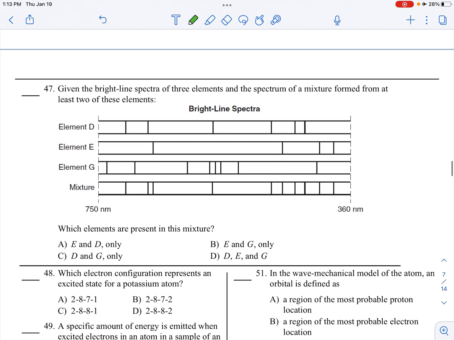Okay, bright line spectrum. I sometimes get this wrong. Which are present in the mixture. So I just bring it up. And of course, like you can see how scraggly my lines are.